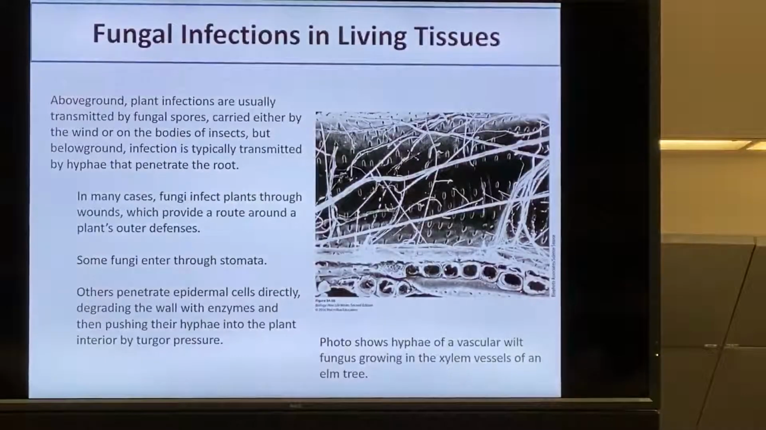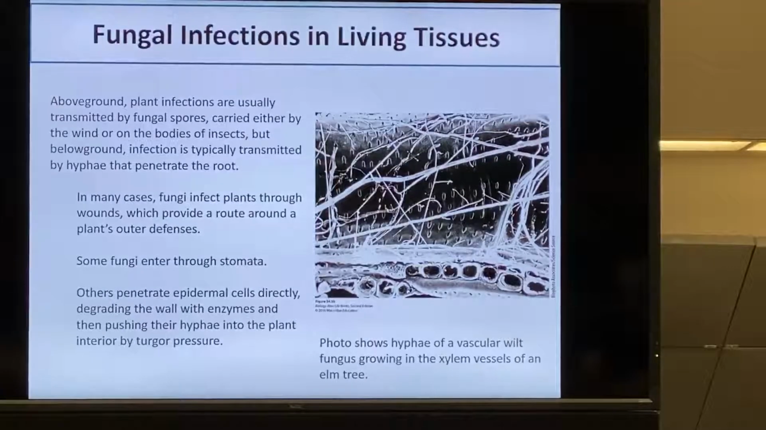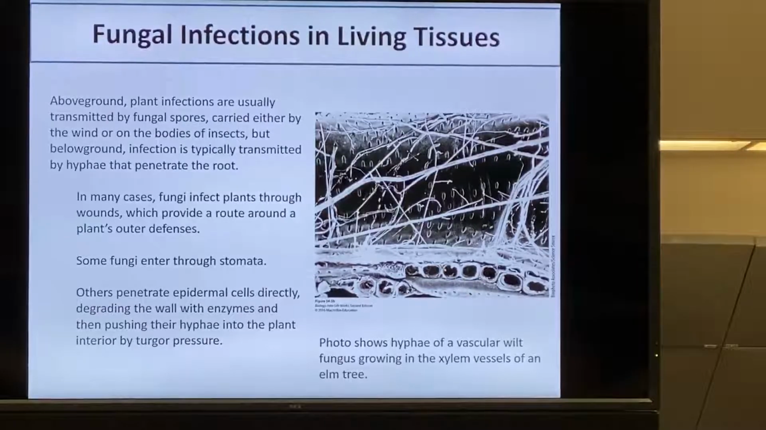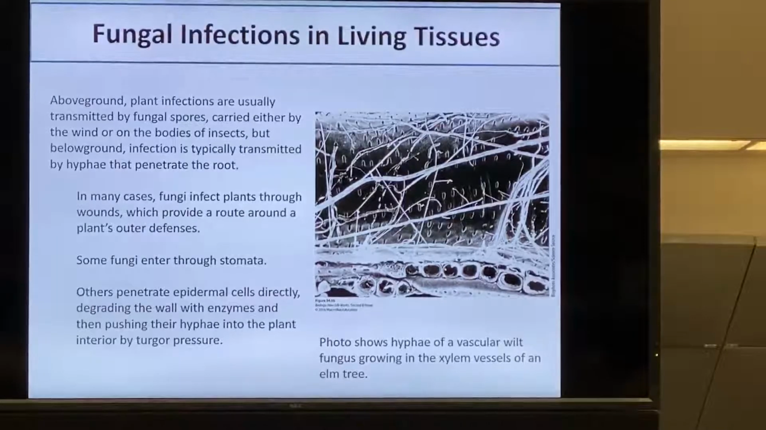And then in terms of fungi in infections in living tissues, so if anybody here gardens, does anybody garden? Sometimes you see your plants can get different infections and whatnot. And we've had a heck of a time with certain things that we try to grow. But what you can see in this picture here is that there's a vascular wilt fungus that's actually in the xylem vessel of an elm tree. So you can see that hyphae have basically infiltrated those tissues.